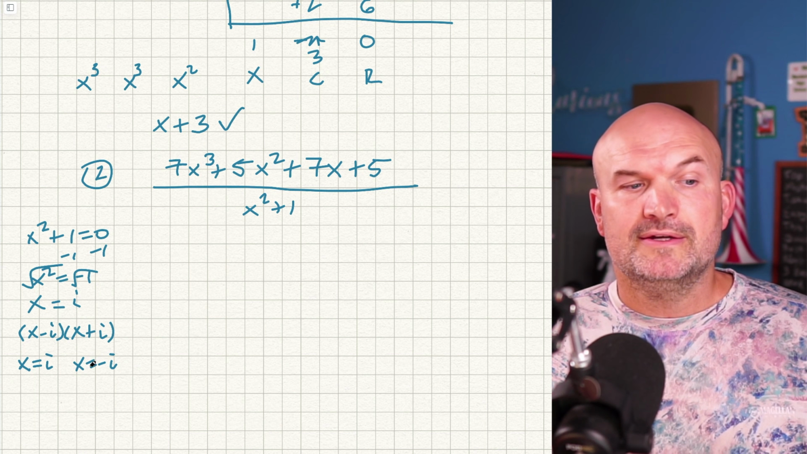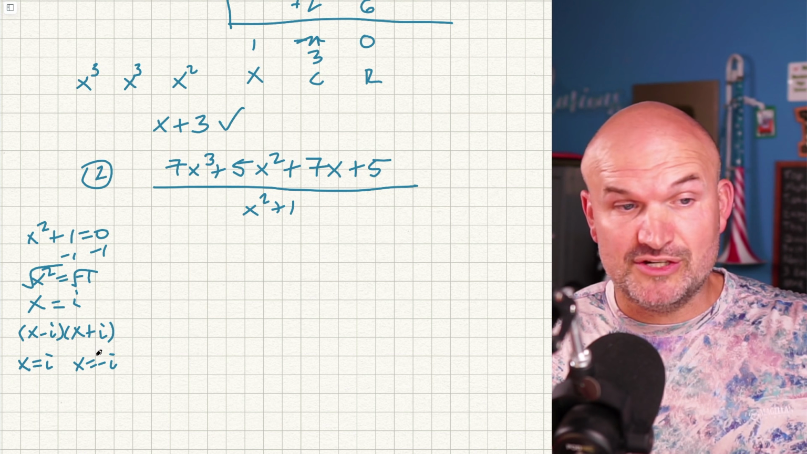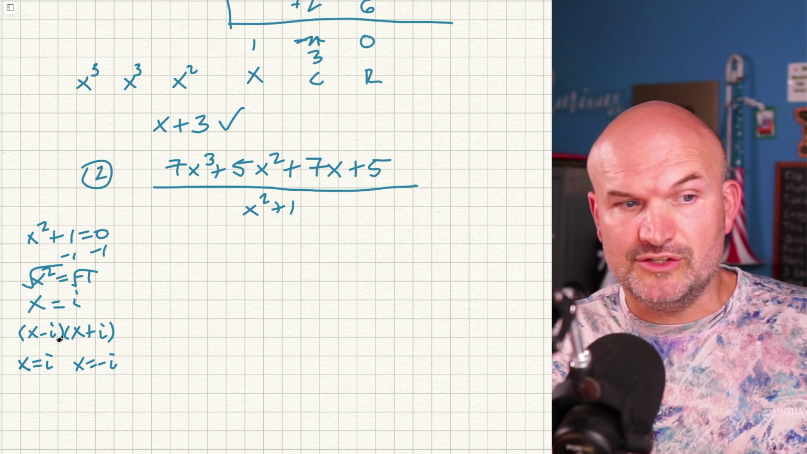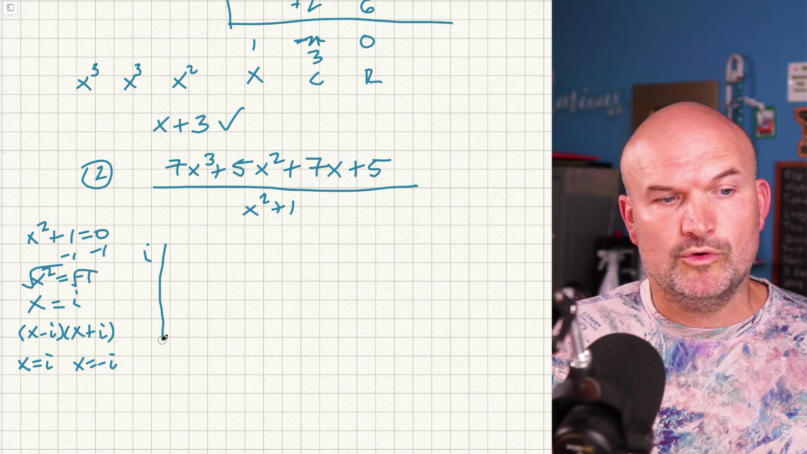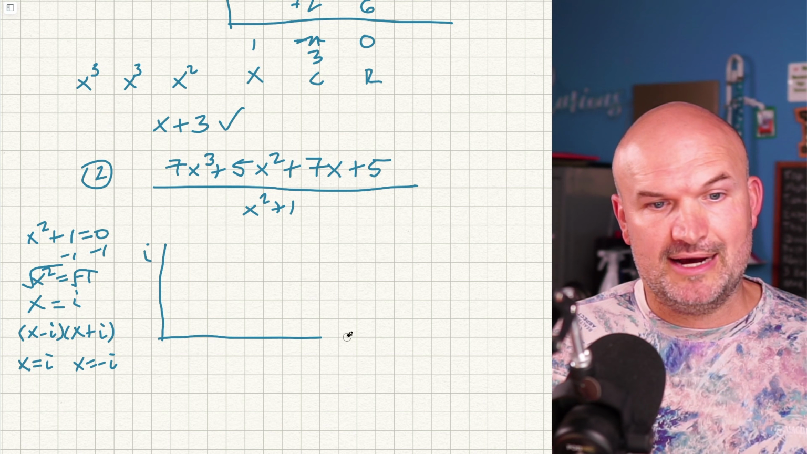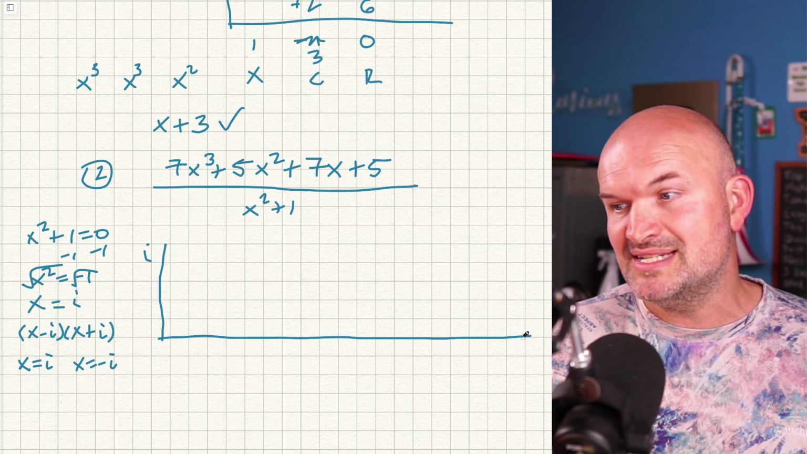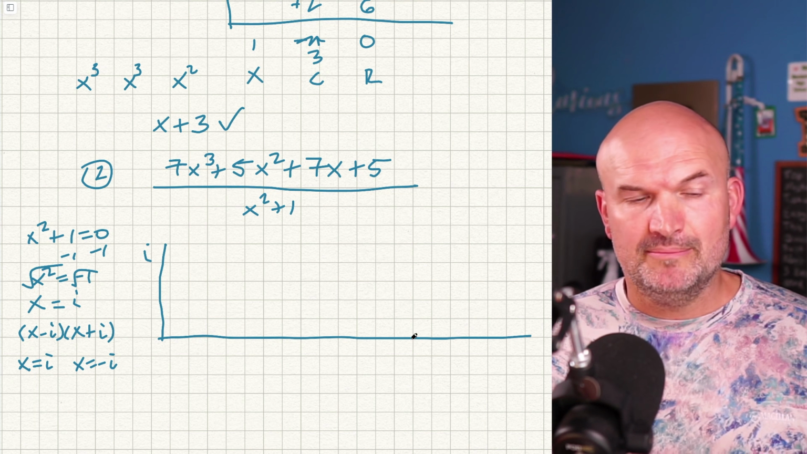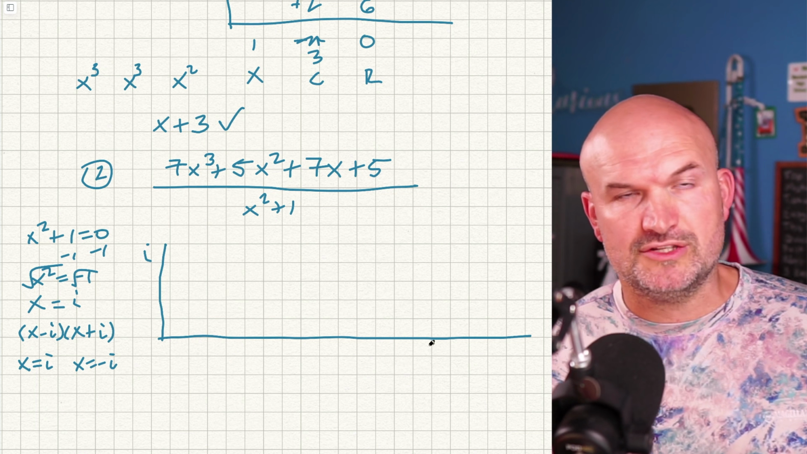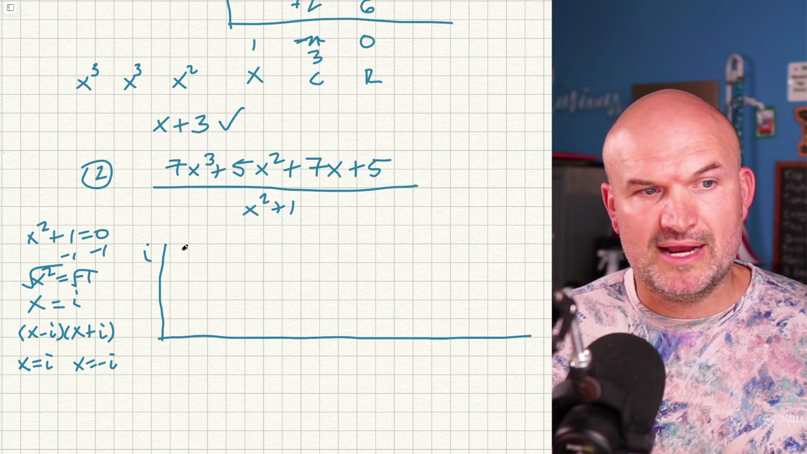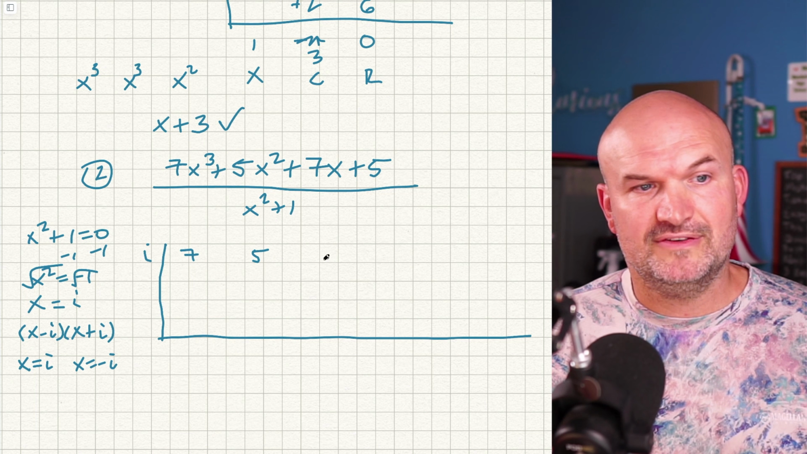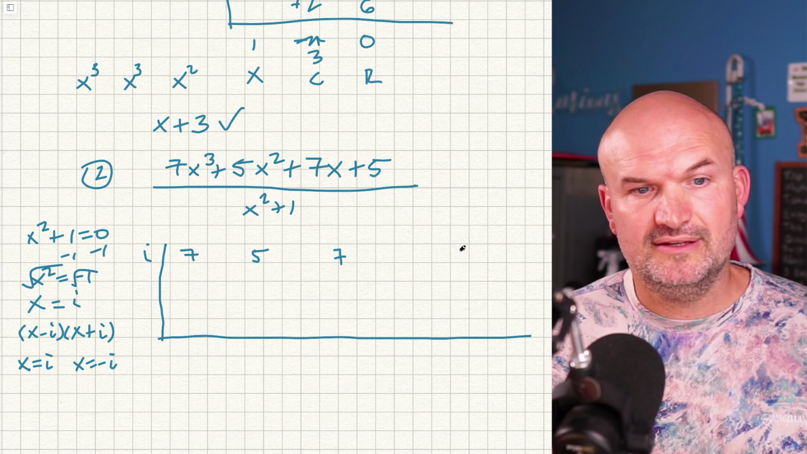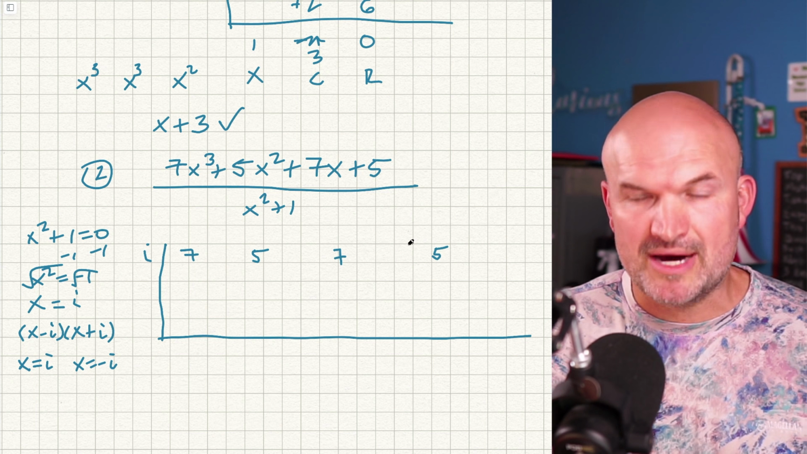All right. So what we're going to do is use synthetic division with imaginary numbers. Now, I will tell you, if you're going to do this, make sure you give yourself a little bit more room than what we did in the last example. I'm going to use as much of this space as I possibly can. Because not only are you going to have real numbers, you're also going to have complex numbers. So when I'm writing in my coefficients, a 7, a 5, a 7, and a 5, I'm just going to spread them out a little bit more.